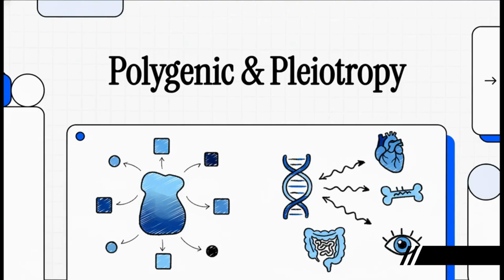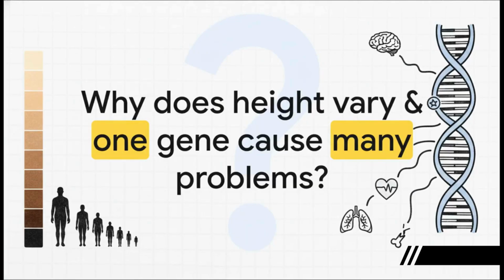Today, we're tackling a super important topic for your CUET biology exam. I'm talking about polygenic inheritance and pleiotropy. Now, I know these two have probably left you scratching your head at some point. Well, if that's you, you're in exactly the right place. We're going to crack this code together. Okay, let's just dive right in.